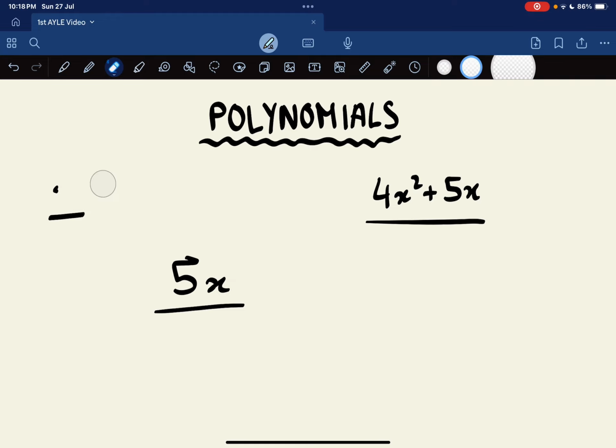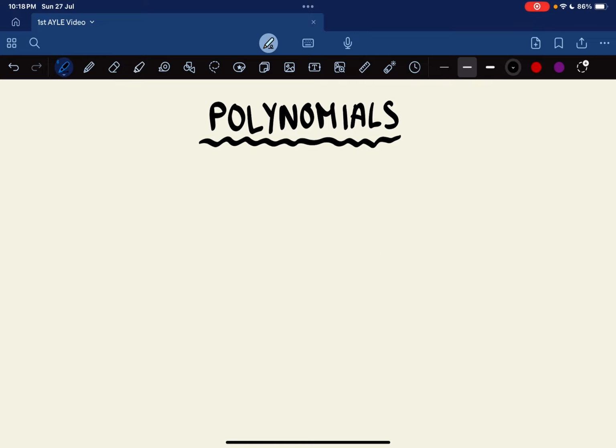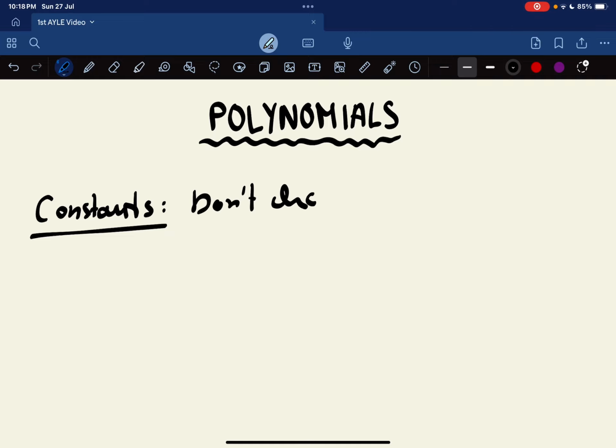So now that we've got kind of a visual idea of how polynomials look, let's look at some terminology that is going to prove to be very helpful in the future. So something to start with is constants. Constants are basically things that are constant. They don't change their value. So they stay the same, and that's why they're a constant, right?